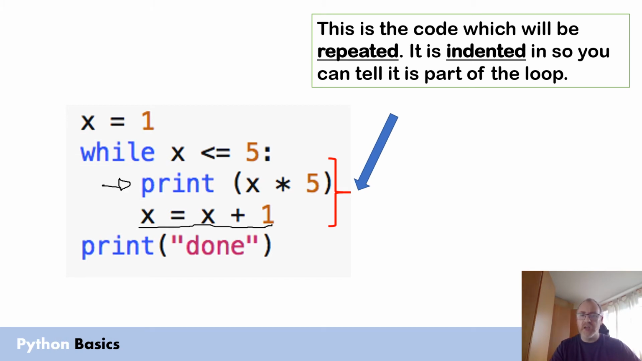So in this case, I want to take the value of X and times it by 5, essentially giving me the 5 times table. So X is 1, 1 times 5 is going to be 5. I add 1 to X, it becomes 2. 2 times 5 is 10, and so forth. So this is the code that's repeated, and we know what code is repeated in Python because of this indentation. Any code that's indented inside the while loop here is the code that will repeat each time this condition is true.